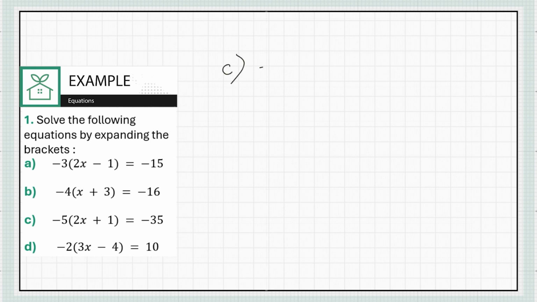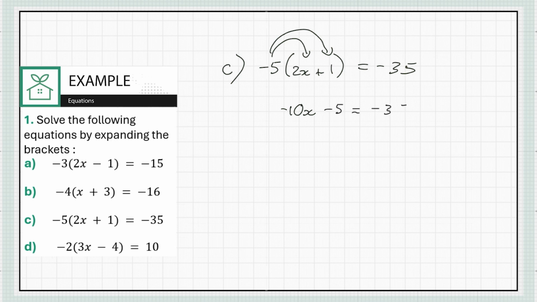Looking at C, we have minus 5 bracket 2x plus 1 is equal to negative 35. So negative 5 times 2x is just equal to negative 10x, and negative 5 times positive 1 is just equal to negative 5. Now that our expansion is done, we just need to do the opposite of this term in order to get rid of it.